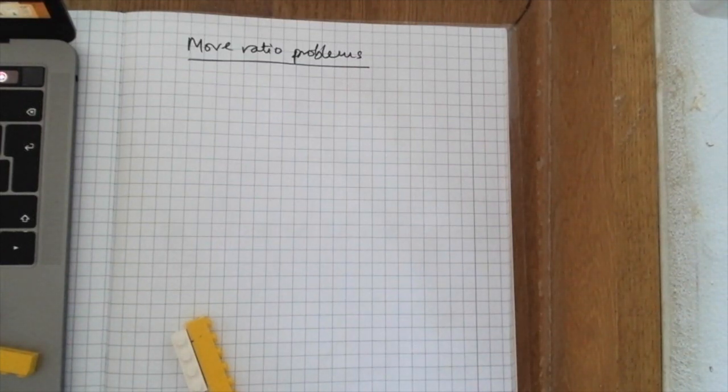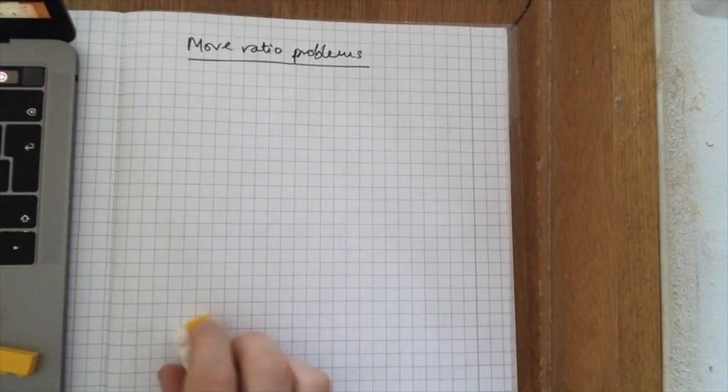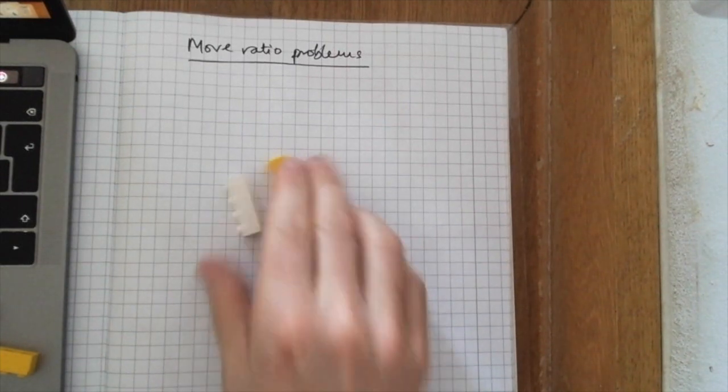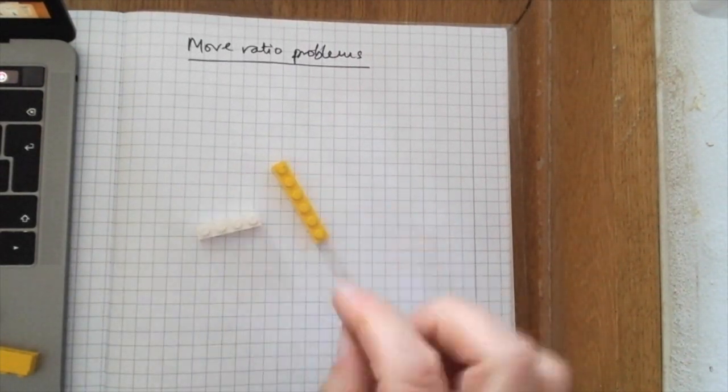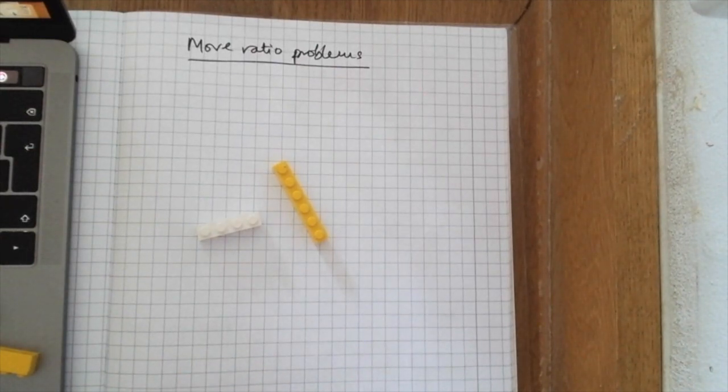Right, this morning we're going to have a go at some more ratio problems. My tip when doing this is to see if you can find something around the house that you can use to physically show you this problem. We had fruit yesterday. Today I raided my son's Lego sets and grabbed a few bits of Lego.